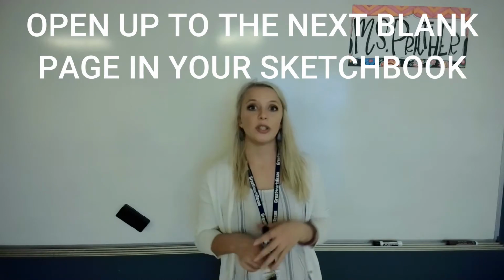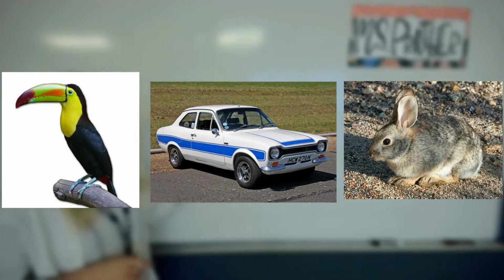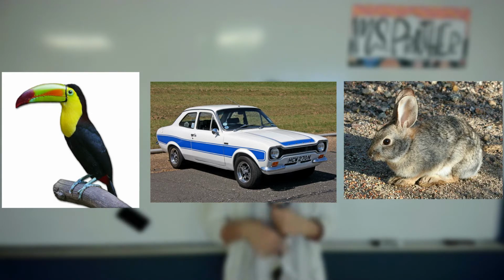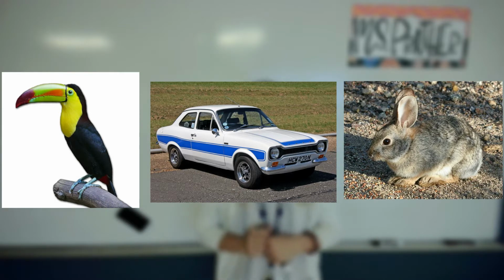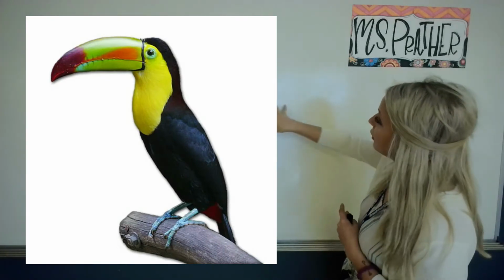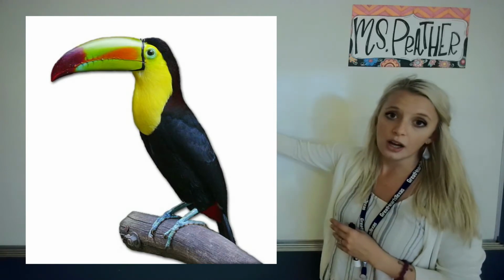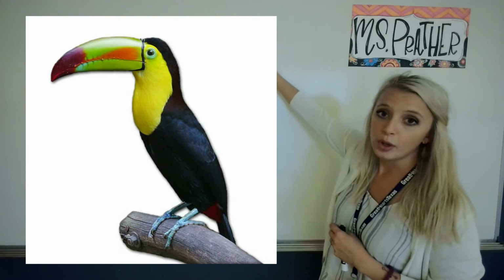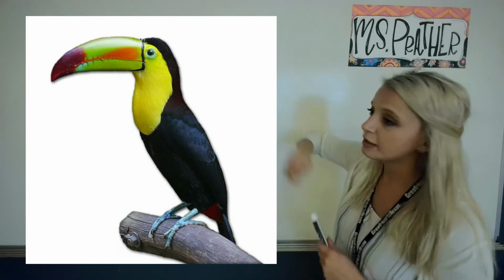So what we're going to do is look at these photos right here, and you are going to tell me what shapes you see in each photo. So let's first look at our toucan picture. We have our beak, our head, our body, we have our feet, and we have a log that it's sitting on. Now the log is not really an important part of this picture. We're looking at the bird itself. So you are going to tell me which shapes you see in this first picture.